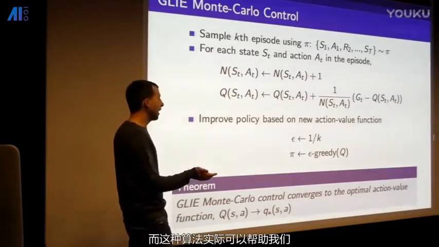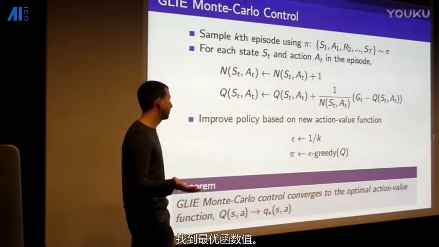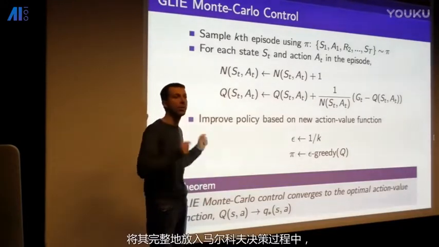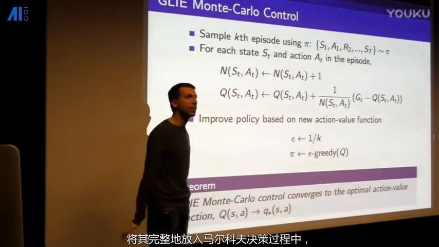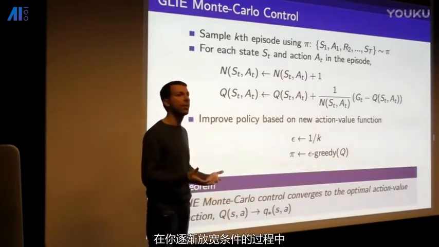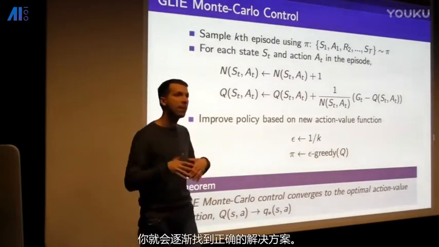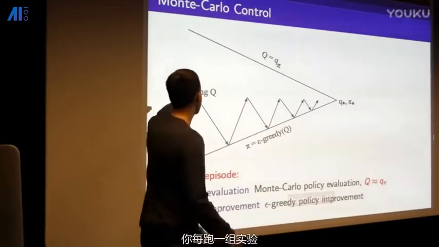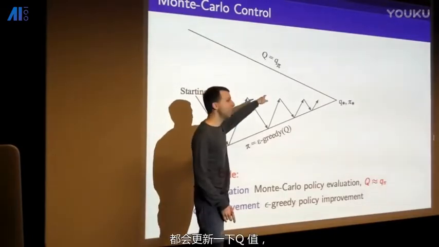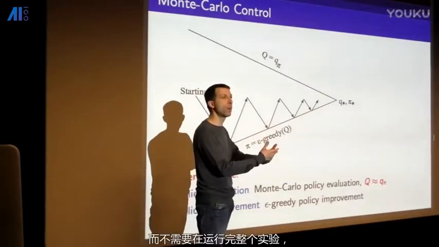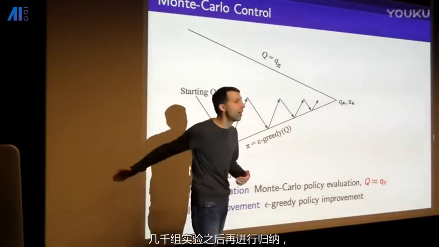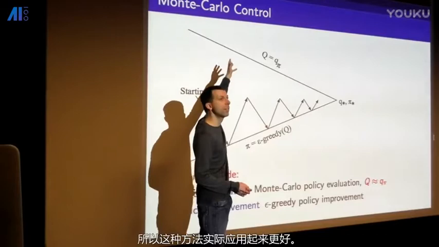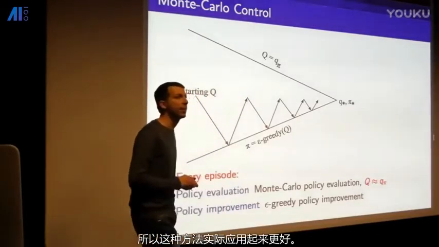And this algorithm actually finds the optimal action value function. So this is really our first full solution. This is something which you throw into any MDP, and you just let loose with this thing, and it will find the right solution. And it's considerably more efficient to run it in this way, where you update your Q values every single episode and then immediately improve your policy, rather than having to generate a whole batch of episodes, thousands of episodes, to get just one evaluation of Q. So this actually works much better in practice.